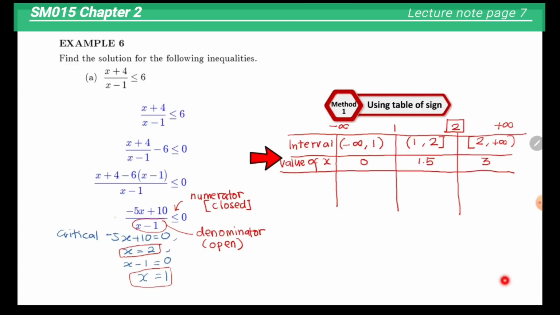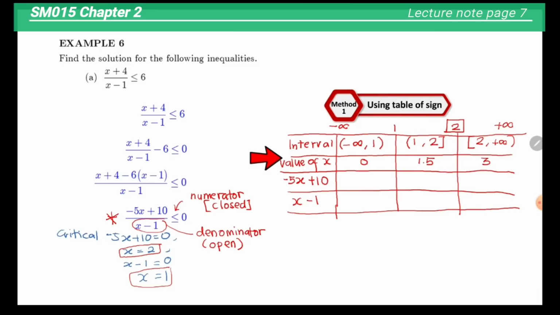Next is, you need to go back to our single rational expressions that we have here. We have the factors negative 5x plus 10 on our numerator and x minus 1 on our denominator. So please fill in both of the factors into our table. So we have here negative 5x plus 10. Another one is x minus 1. Now, you just need to check on the sign.